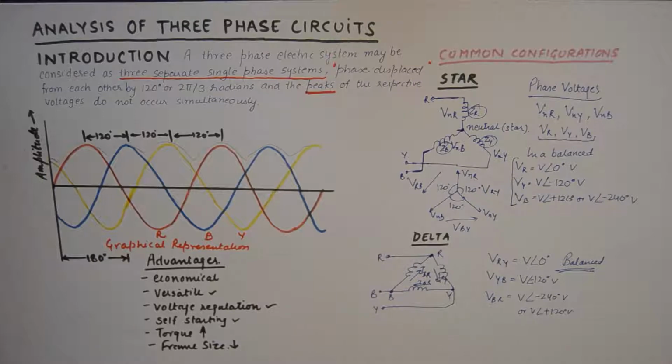This is all I wanted to discuss in the introductory lecture of three-phase circuits, where I wanted to introduce the common configurations star and delta, and they offer voltages known as phase voltages and line voltages. They look something like this. Star offers a neutral point, delta does not. And in the next lecture we'll talk about the relationship between the phase voltages and the line voltages in star connection, then in delta connection, and so on and so forth, and then we'll proceed to do numericals.